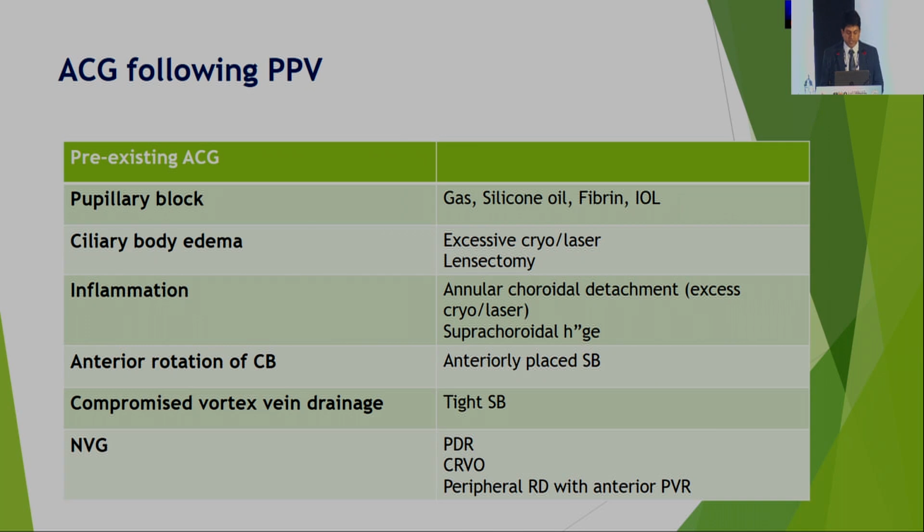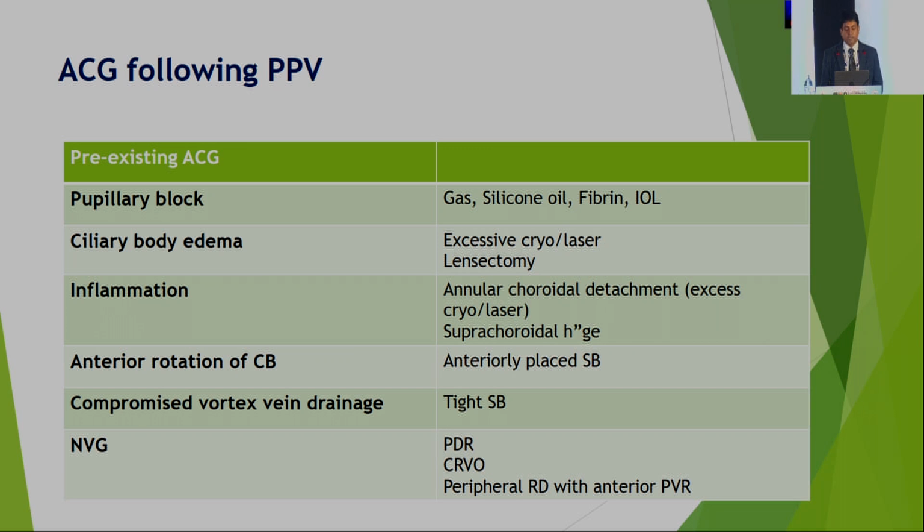It can also be angle closure glaucoma. Again, it can be a pre-existing angle closure case where you have done a vitrectomy, or it can be because of pupillary block, because of gas, silicone oil, fibrin, or the IOL. It can be ciliary body edema, which is usually seen following excessive cryo or laser, or also after scleral buckle. Inflammation again can cause annular choroidal detachment and cause angle closure glaucoma. There can be anterior rotation of the ciliary body because of a more anteriorly placed scleral buckle.